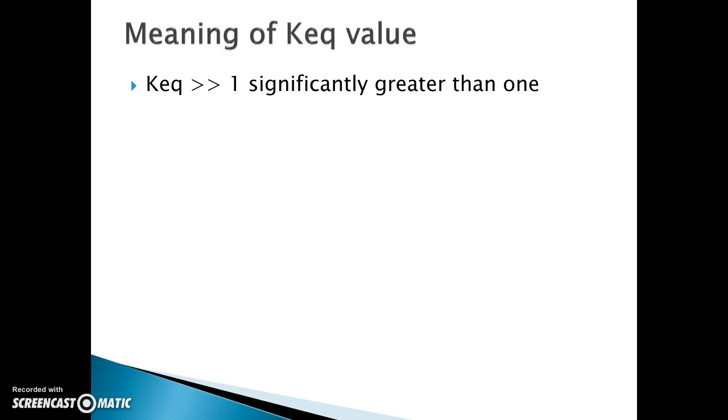So the meaning of the equilibrium constant value: if it's really big, significantly greater than 1, and we can't put a true value on that, but if it was like 800, then we know that more product will be produced than reactant.